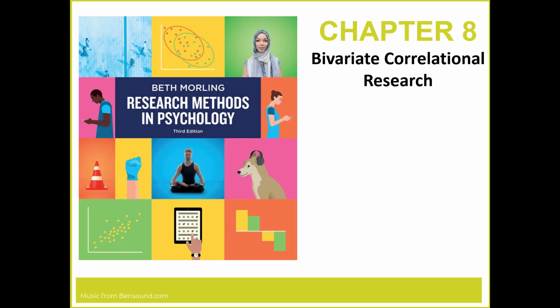This week we'll be covering Chapter 8, Bivariate Correlational Research. In this chapter, we're going to talk about relationships between two variables and how we can use correlational research designs to provide us with information about those relationships. This is the first chapter where we'll be discussing specific research practices and can be seen as a shift from more theory-oriented content to practical application of the material.